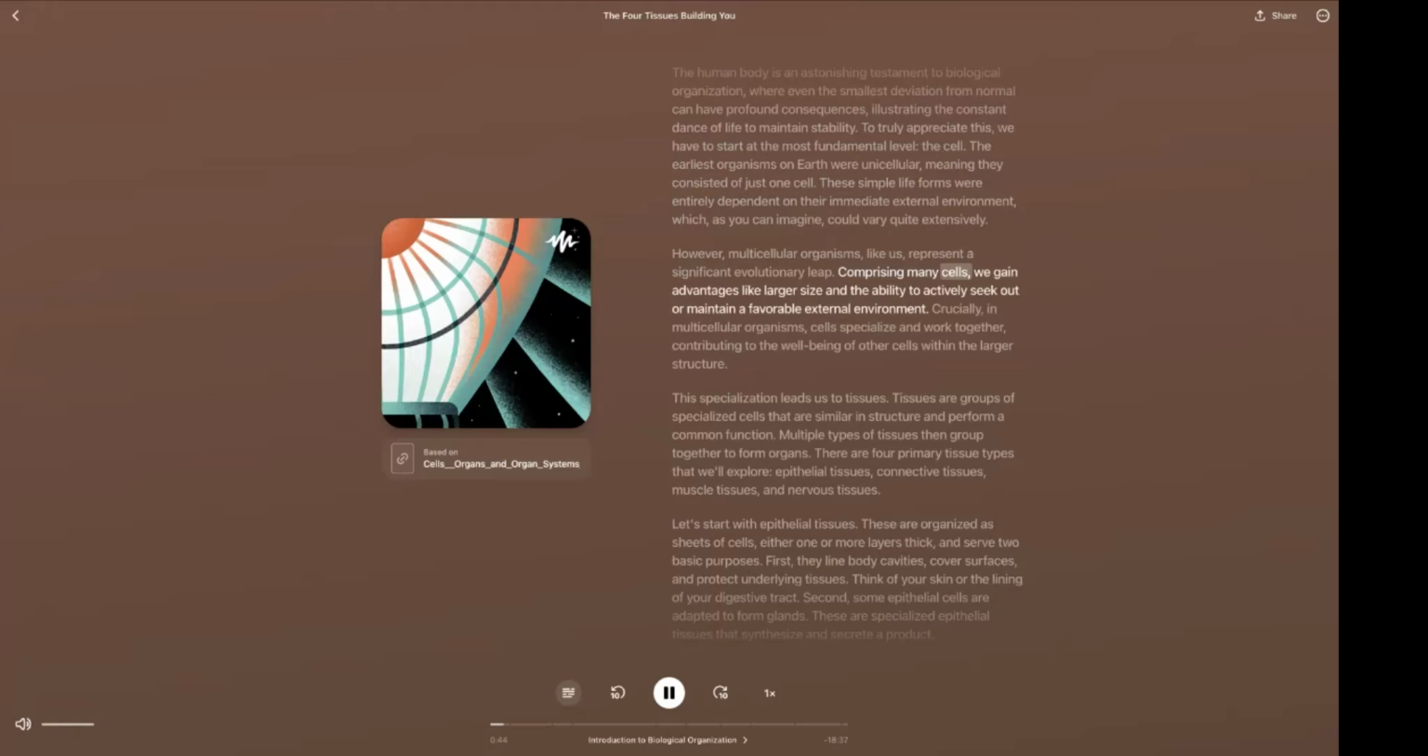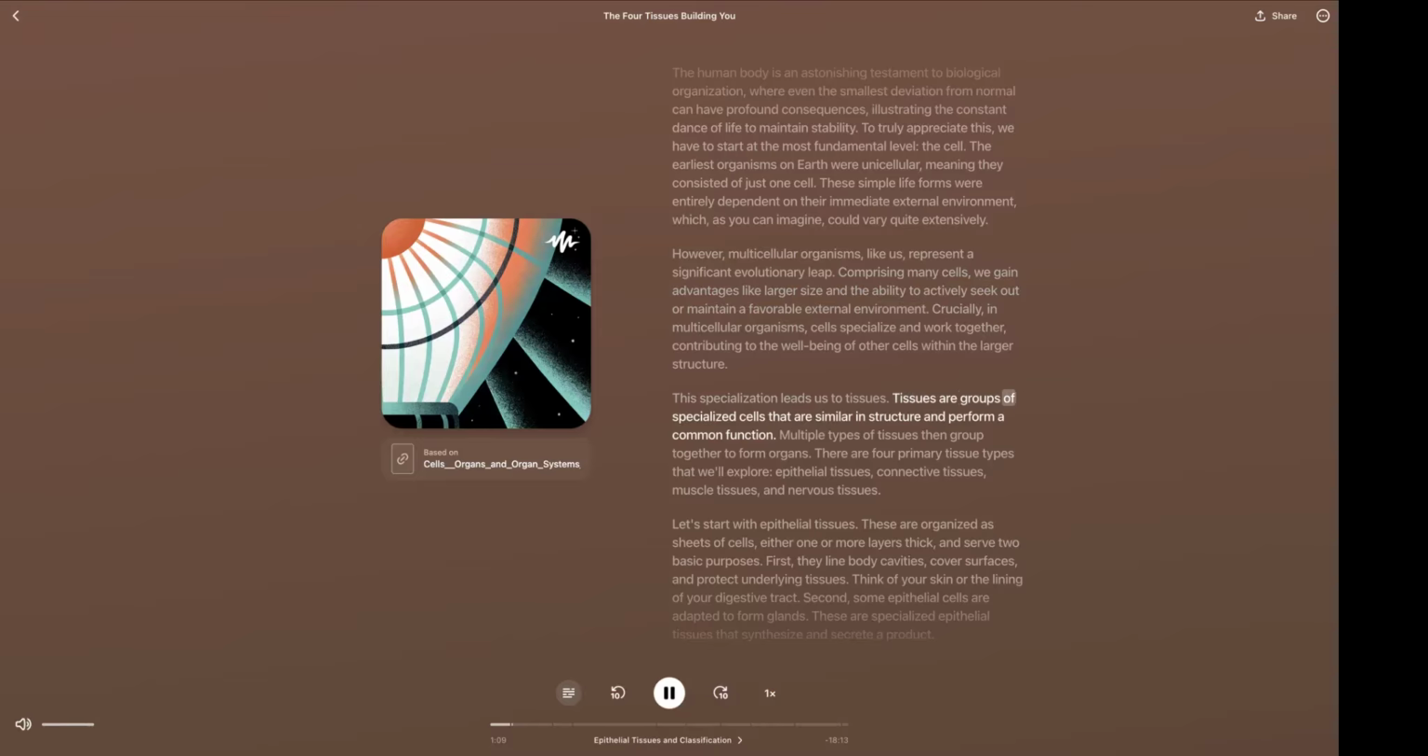Comprising many cells, we gain advantages like larger size and the ability to actively seek out or maintain a favorable external environment. Crucially, in multicellular organisms, cells specialize and work together, contributing to the well-being of other cells within the larger structure. This specialization leads us to tissues.